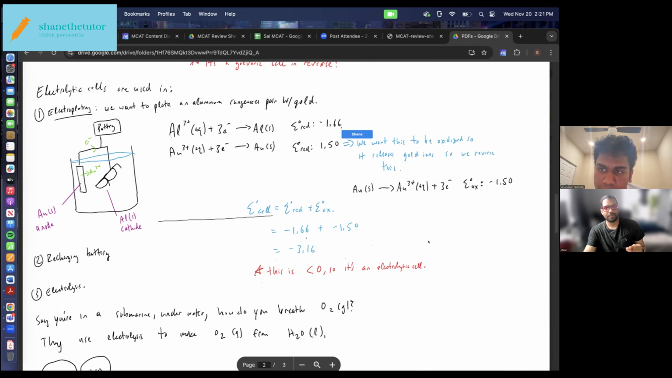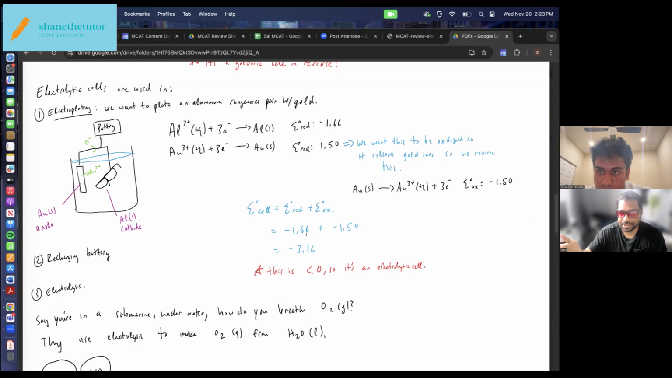Could you go over that one more time? Let's say this picture didn't exist for me. Why do we determine for electrolytic cells to use that as the reduction potential, or the cathode or whatever? Just because you want the electrochemical cell to run in reverse, you want to force it to run in reverse. Okay, that makes sense.